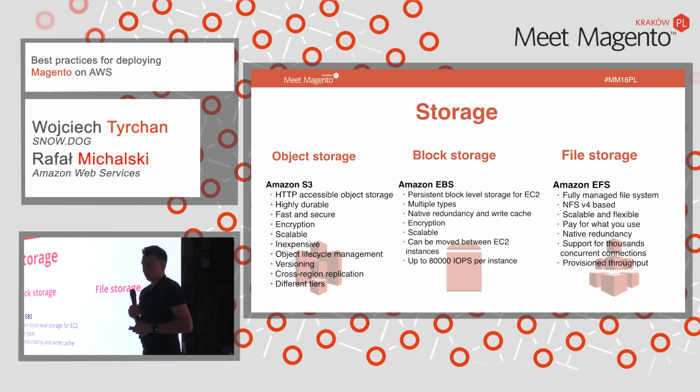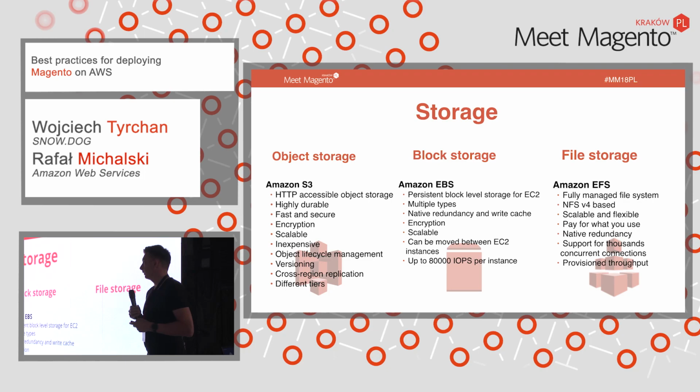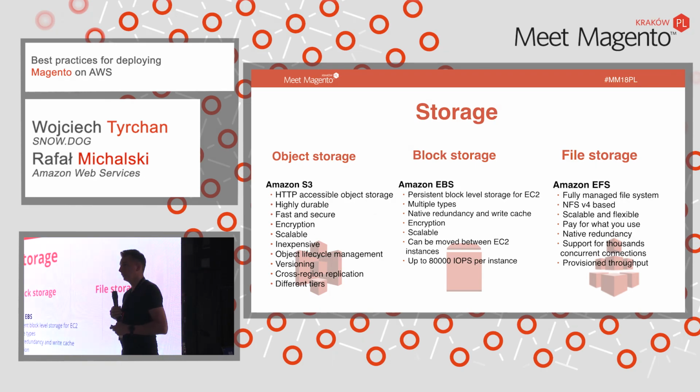Then all of them natively support redundancy and write cache. Obviously, encryption options are available as well. All of them are scalable, so you can grow the disks while they run, and they can be moved between two EC2 instances. So you can basically detach and attach the disk from one instance to another. And the latest improvements to the EBS disk allow it to support up to 80,000 IOPS per EC2 instance.